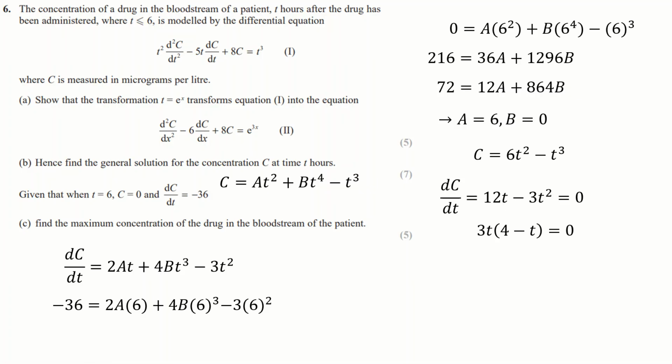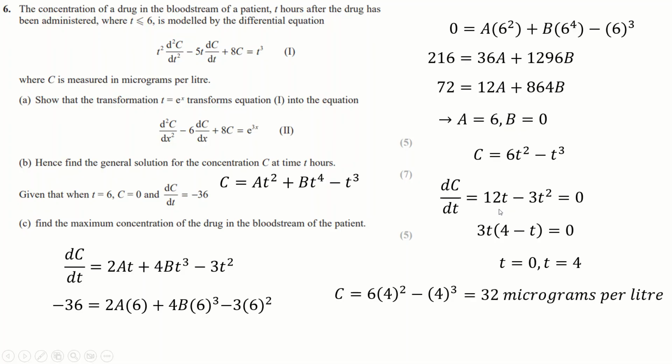I factorized out and then set, sure, so 0 or 4. And of course at 0 it's not going to be a maximum concentration, because at 0 you're only just introducing the drug. So at 0 it's not going to be a maximum amount. t is 4 is going to be the maximum. Put it in and you get this.